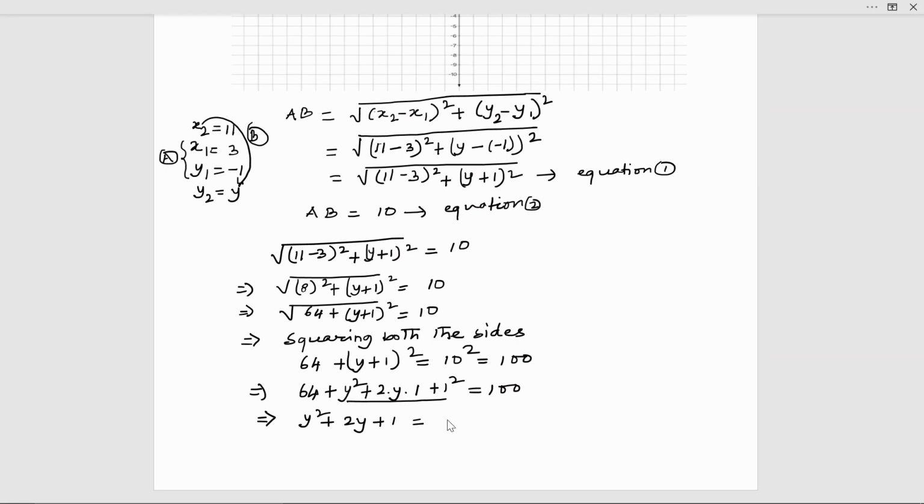which is equal to 100 minus 64, which is equal to 36. Or this again we can just contract it: (y plus 1) whole square is equal to 36, and if we take the square root, it will be equal to plus minus root over 36, which is equal to plus minus 6.